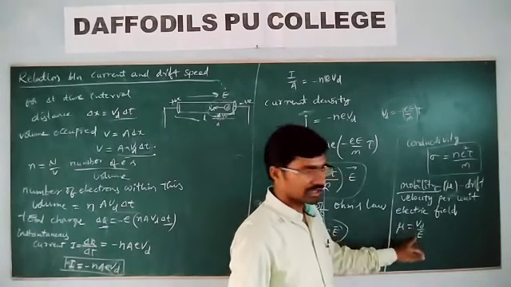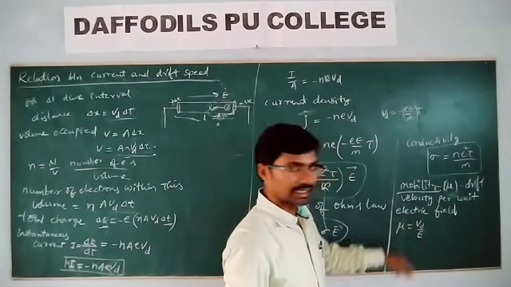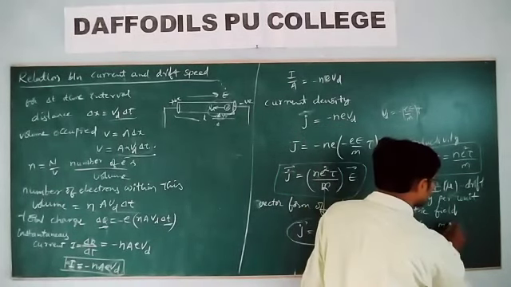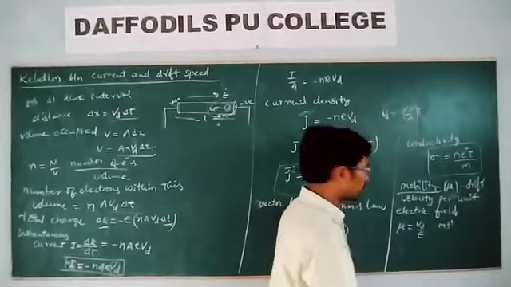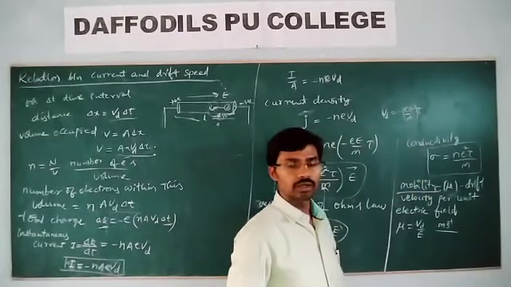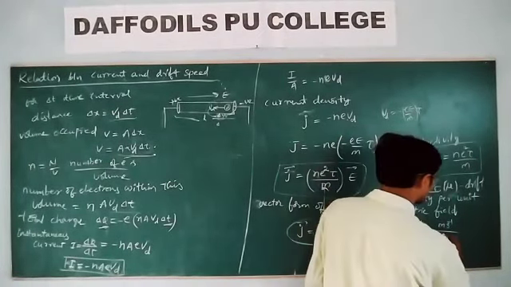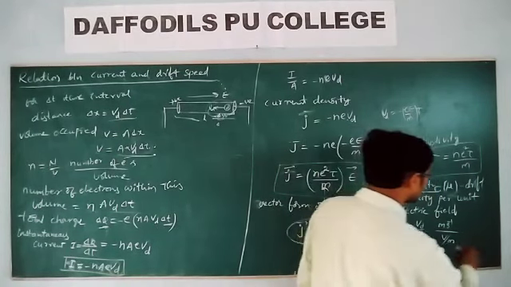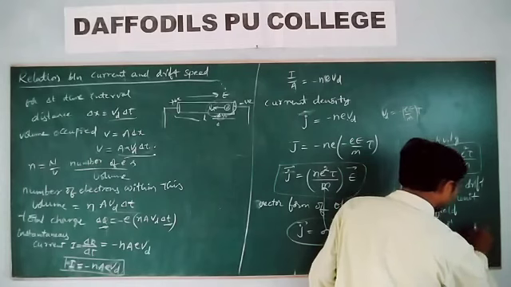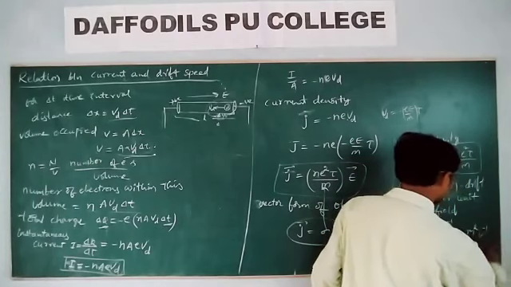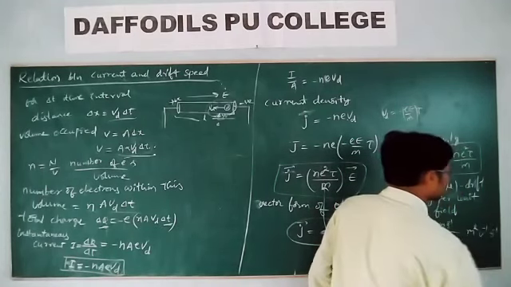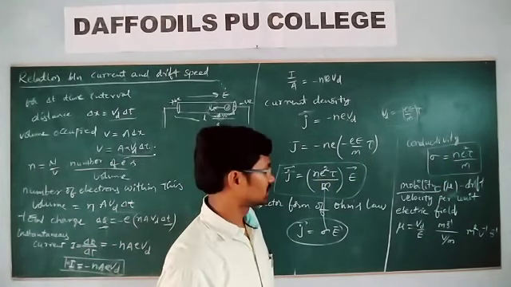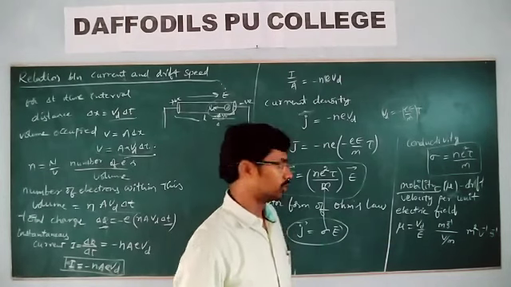Let us see what is the unit for the mobility. Drift velocity is nothing but velocity, which is meter per second, meter second power minus 1, divided by the electric field unit, volt per meter. Then volt per meter, which we can write as meter square volt power minus 1 second power minus 1. This is the mobility unit.